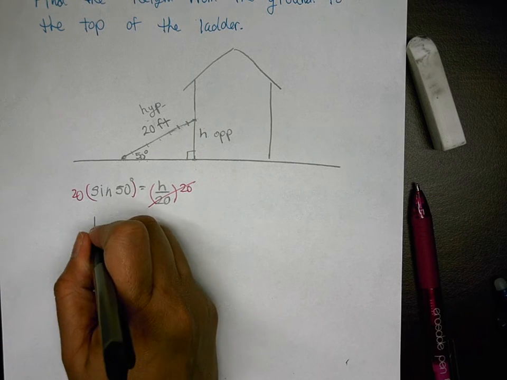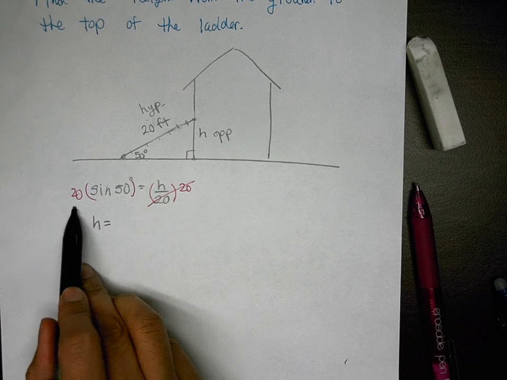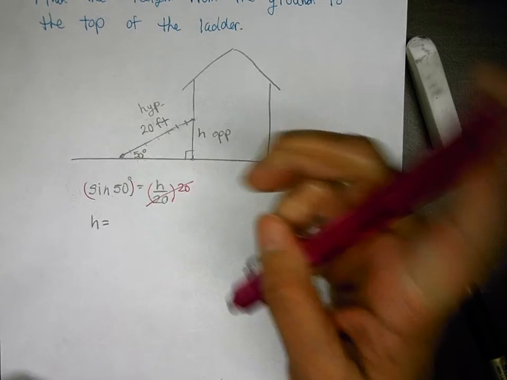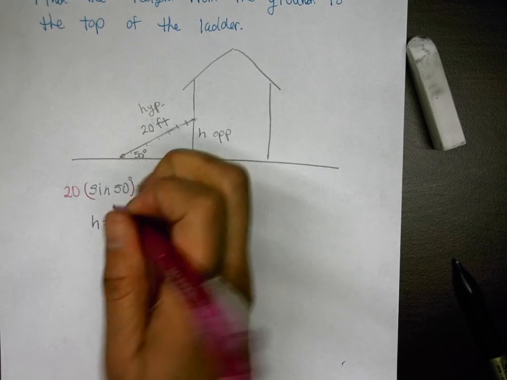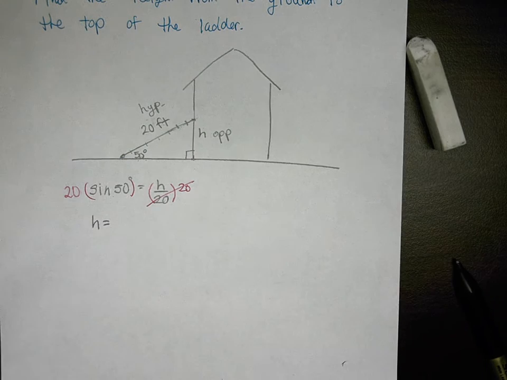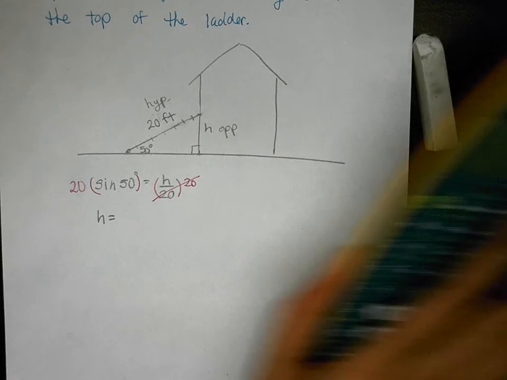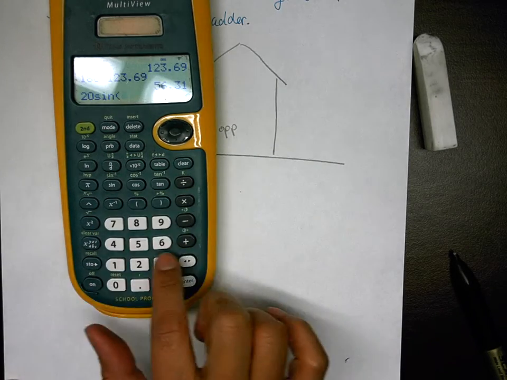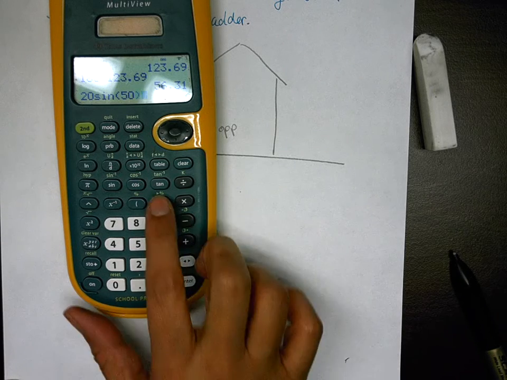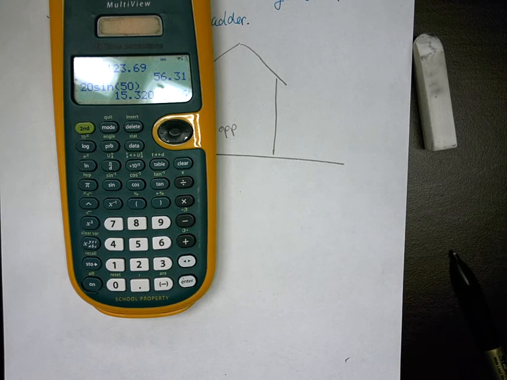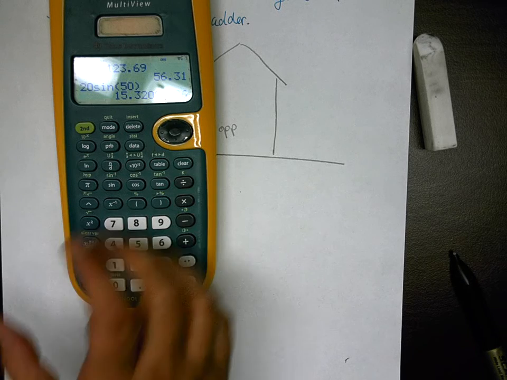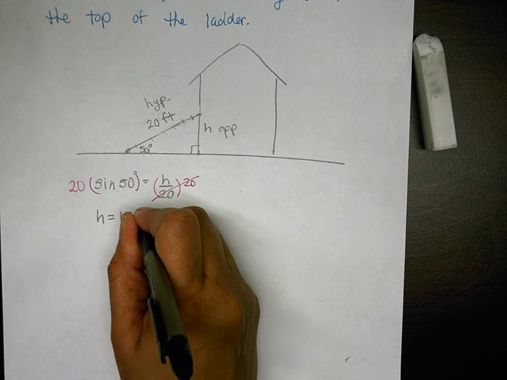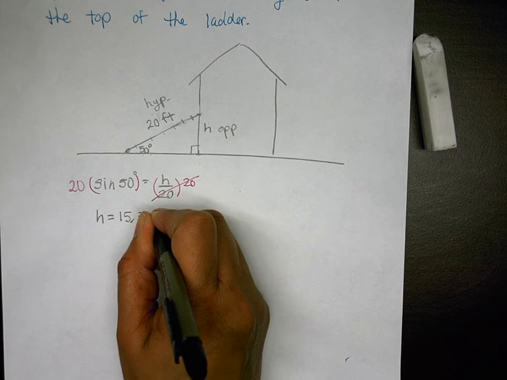And then this here is what you're going to plug in your calculator. The height equals 20 times sine of 50. Go ahead and plug that in now. 20 times sine of 50. 3 decimal places, 15 point what? 15.321 feet.